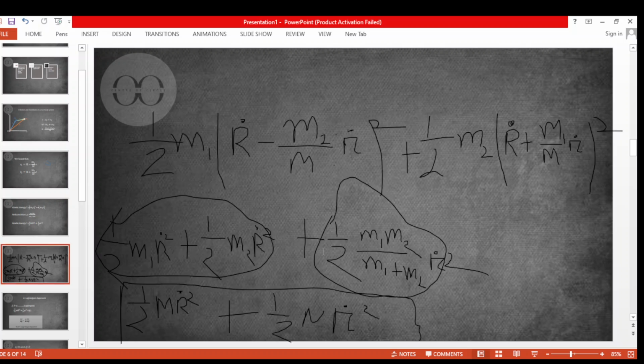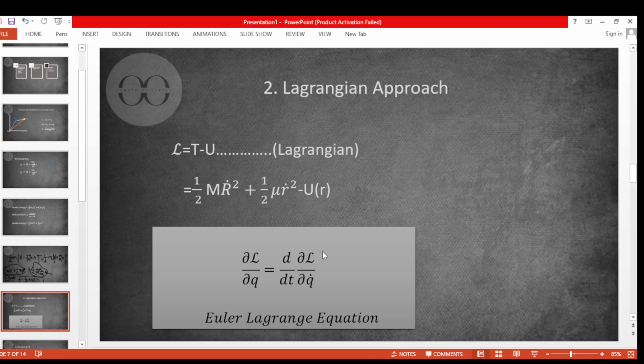So now we will be moving on to our second topic of today's lecture, which is the Lagrangian approach. At first I will do some basic introduction to the Lagrangian. As you can see, here is written an operator called the Lagrangian, which is equal to T minus U, where T is our kinetic energy and U is the potential energy of the system.